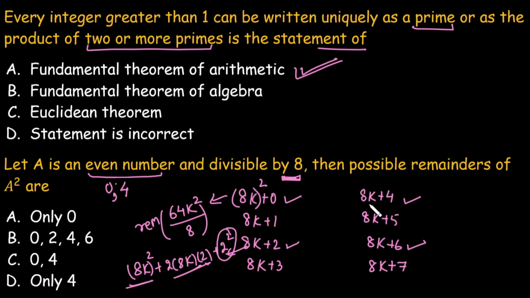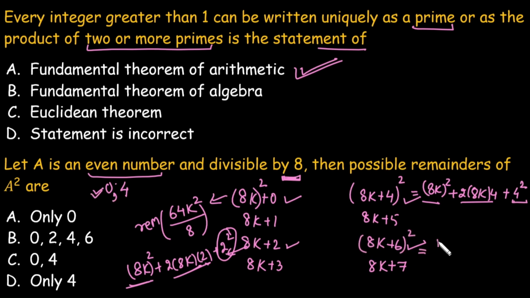For the next case, 8k plus 4. Take the square of this number, that is equal to (8k) whole square plus 2 times 8k into 4 plus 4 square. This number is exactly divisible by 8. This is also divisible by 8. 4 square is 16. That is also divisible by 8. So the remainder in this case is 0.